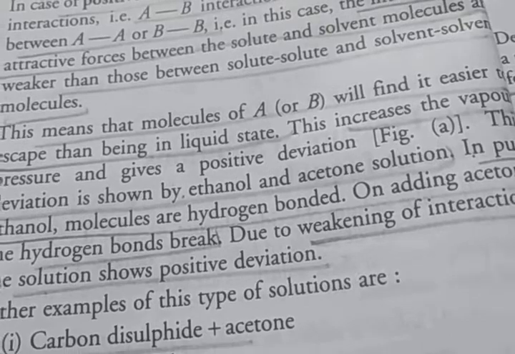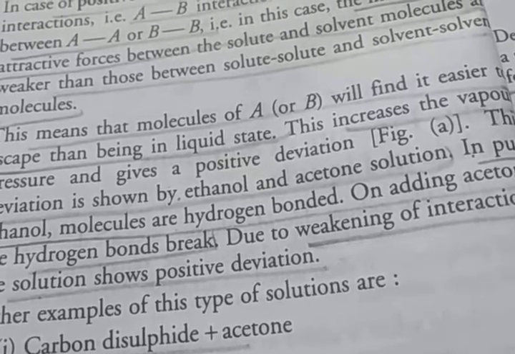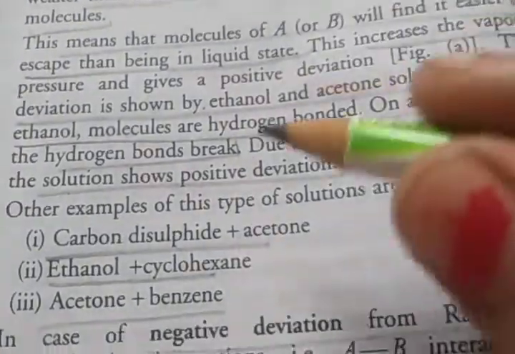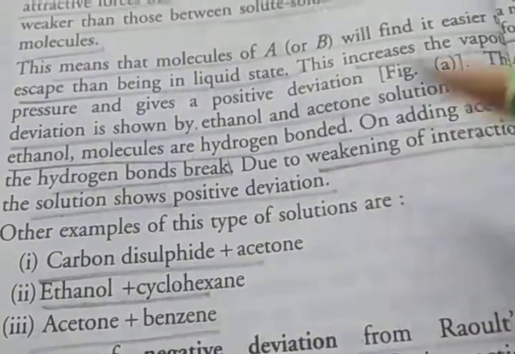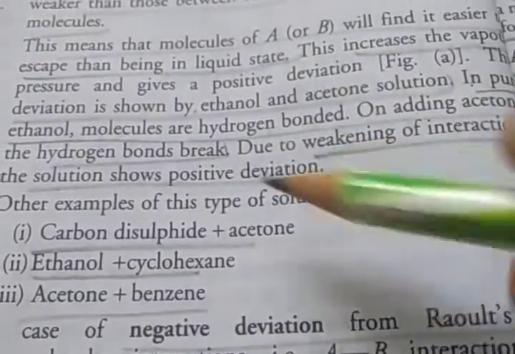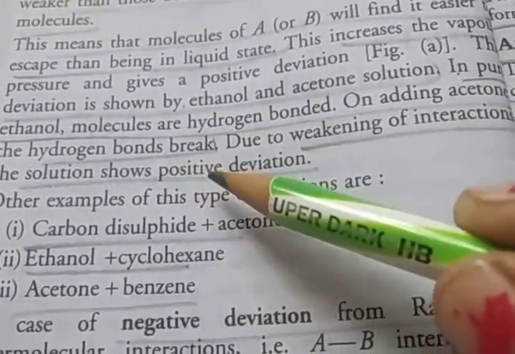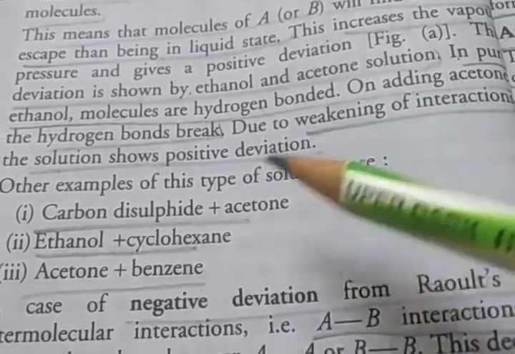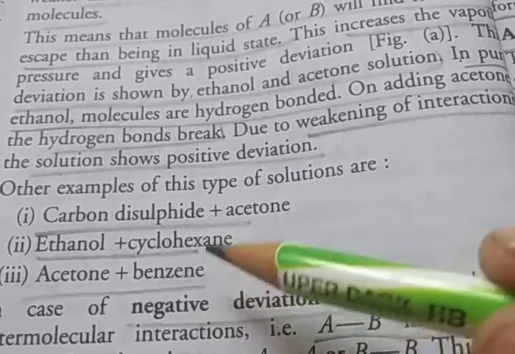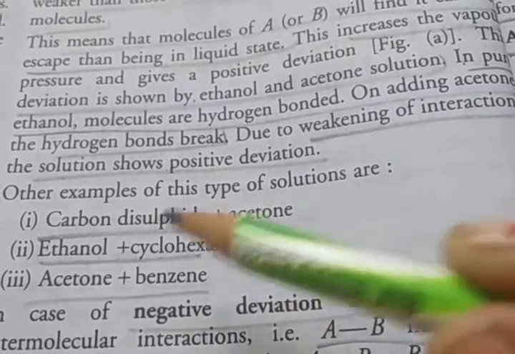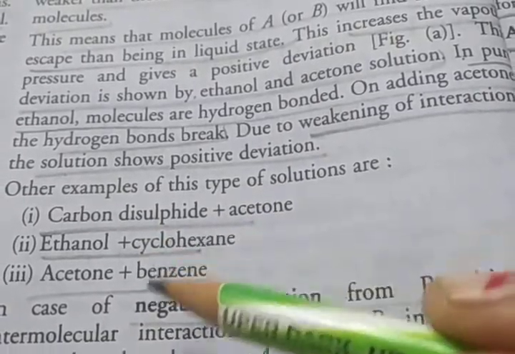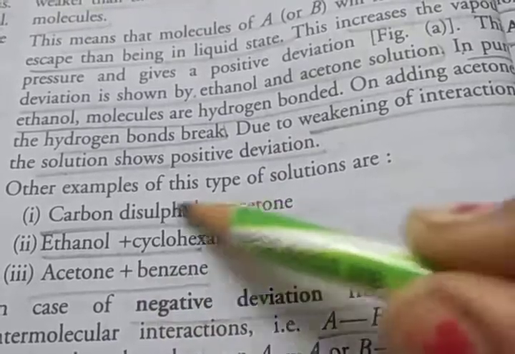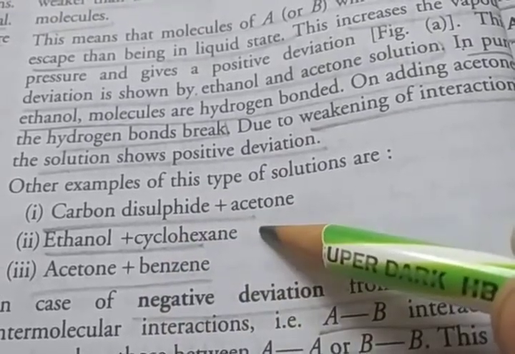Example, ethanol and acetone solution. The molecules are hydrogen bonded, and on adding acetone the hydrogen bonds break due to the weakening of the interaction, so positive deviation. Examples of positive deviation: carbon disulfide and acetone, ethanol and cyclohexane, and acetone and benzene. Three examples given for positive deviation.